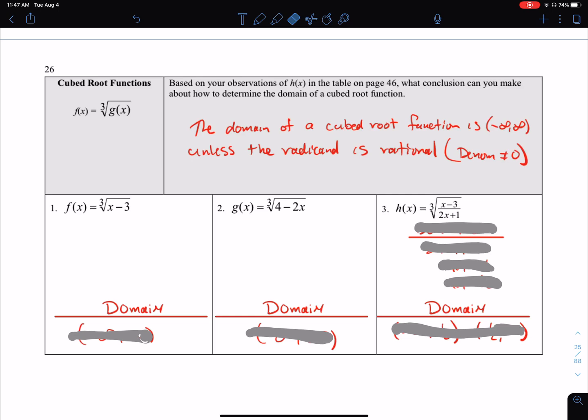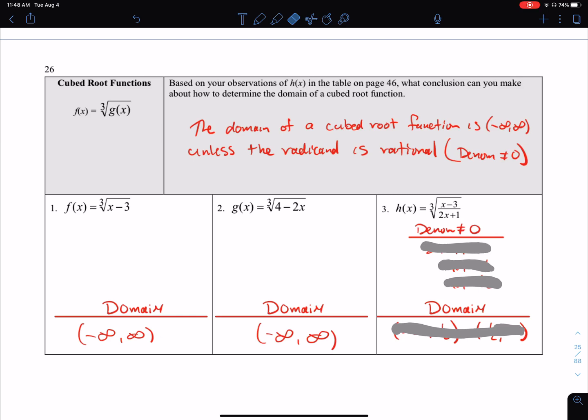So number 1, this is a cubed root function. So the domain, we know automatically, negative infinity to infinity. Number 2, it's cubed root. Its domain's negative infinity to infinity. Now number 3 is misleading. You look at 3 and you think, well, that's a cubed root function. It isn't. This is a rational function because there is a fraction in it in which the variable is on the bottom. So the domain for this is not all real numbers.